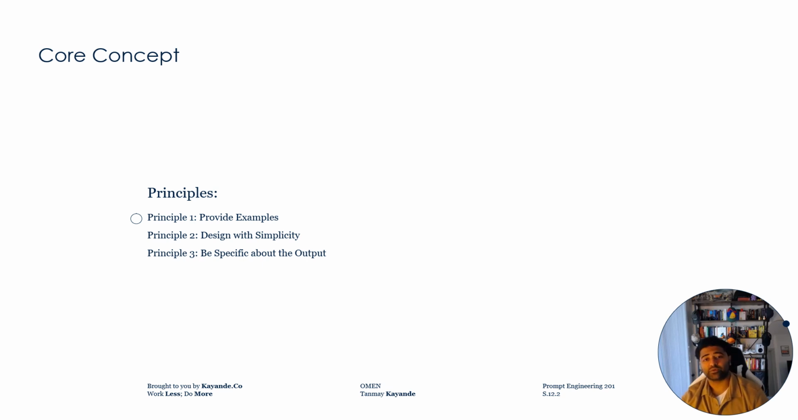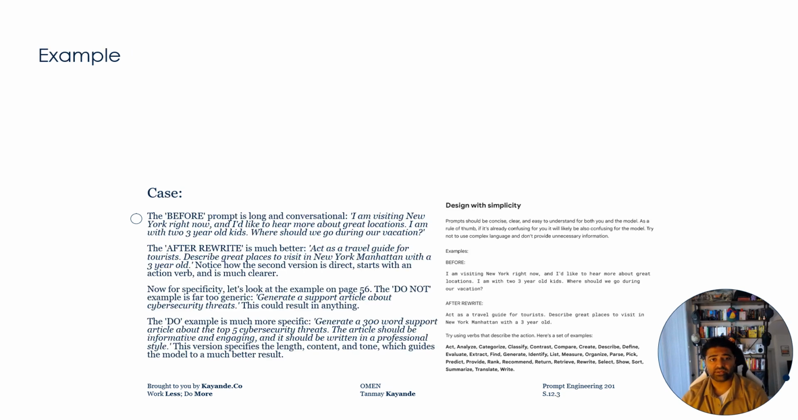The third principle is be specific about the output. A short, concise instruction might seem simple, but it can often be too generic to be helpful. Providing specific details in your prompt helps the model to focus on what is relevant, which improves the overall accuracy for the final output.